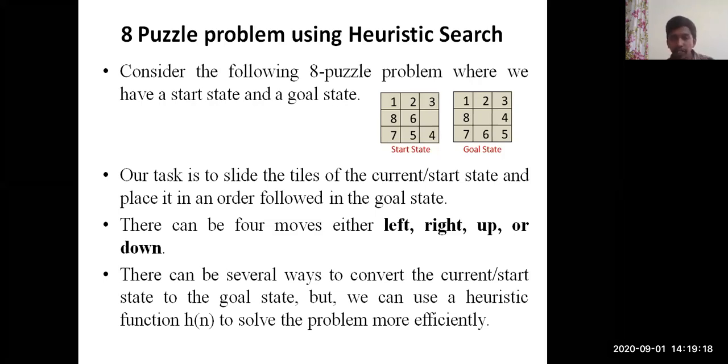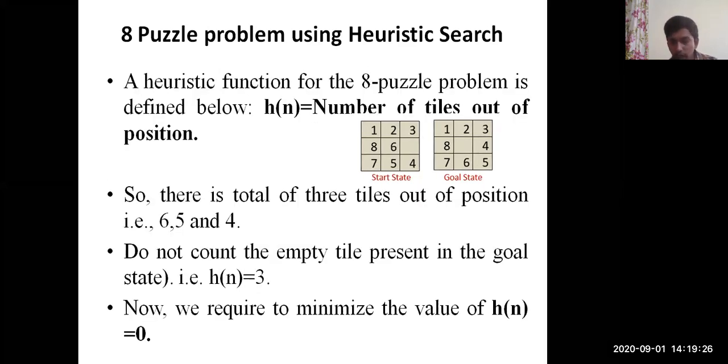There can be several ways this can be solved, but in today's example we will compute a heuristic function value and solve this problem. To effectively compute this, what should be done? Initially, if I want to use heuristic search methods, I need to compute the value of h of n. So h of n in this problem is the number of tiles out of position.